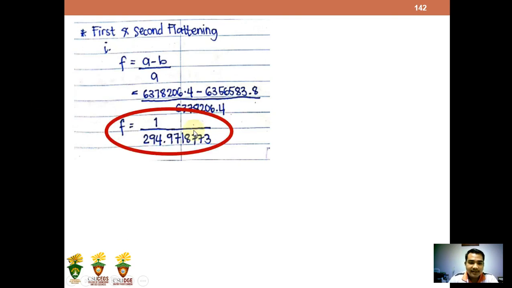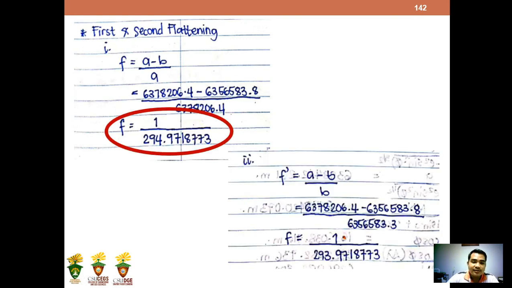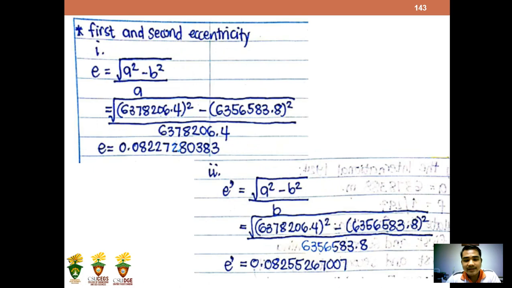So next is the second flattening. The formula is a minus b over b. So substitute the values: 6378206.4 minus 6356583.8 all over 6356583.8. So we get the second flattening of 1 over 293.9718773.